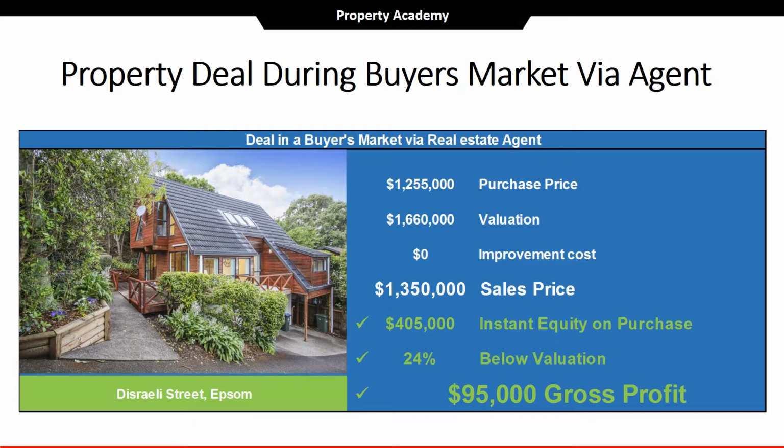So I had intentions of actually settling the property using JV money partners and other methods, which we'll cover in the coming weeks.